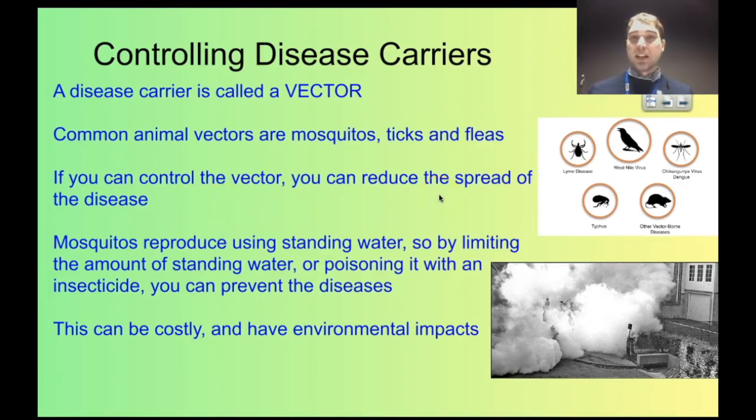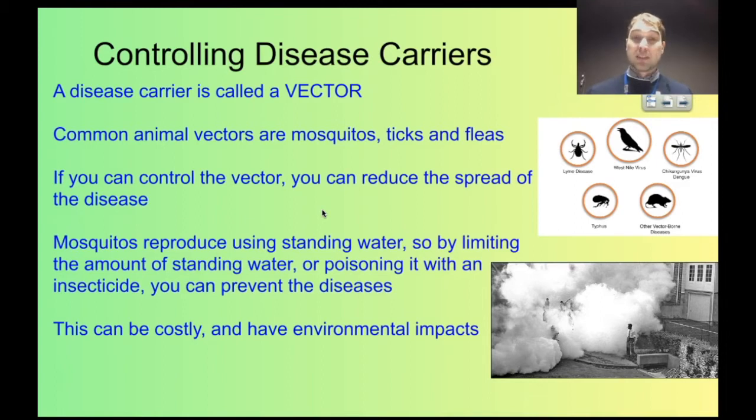And this can be done in a variety of ways, particularly if they're animals. Mosquitoes are known for spreading malaria, as well as yellow fever and a few other diseases. And they reproduce using standing water. So standing water is still water that isn't moving too much. Their young grow up in standing water before they turn into the adult mosquitoes. So if you can control the amount of standing water around, you can reduce the number of mosquitoes.